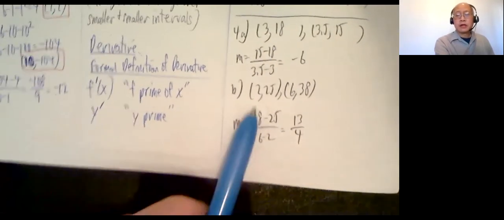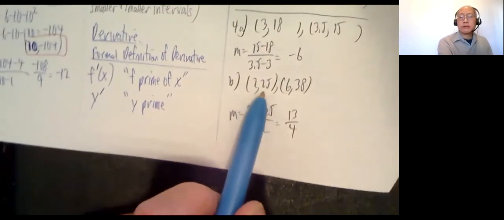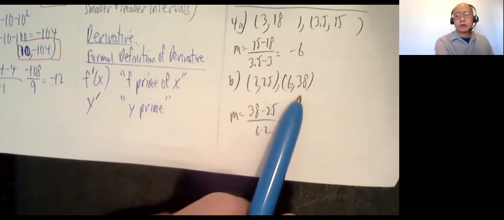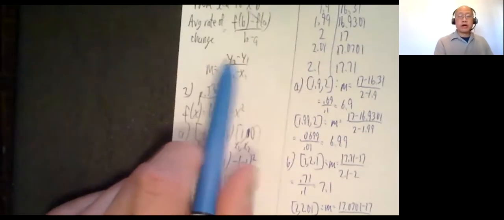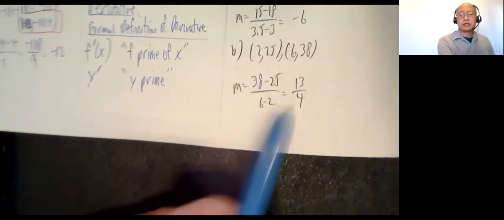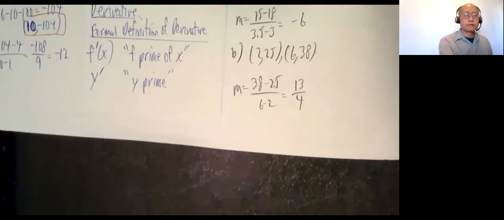Then part B, it said to go from 2 to 6. On the table, it was 2 comma 25 and 6 comma 38. So same thing, y2 minus y1 divided by x2 minus x1. So 38 minus 25 divided by 6 minus 2, 13 over 4.